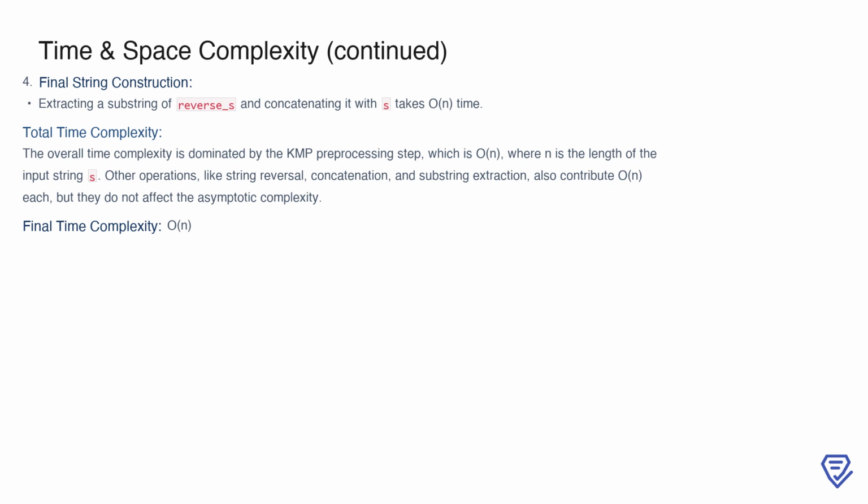When we consider the total time complexity of the algorithm, the most time-intensive step is the computation of the LPS array, which is O(n). The other operations, string reversal, concatenation, and substring extraction, also contribute O(n) each, but they do not change the overall asymptotic complexity. Therefore, the final time complexity of the algorithm is O(n), making it highly efficient for this problem.